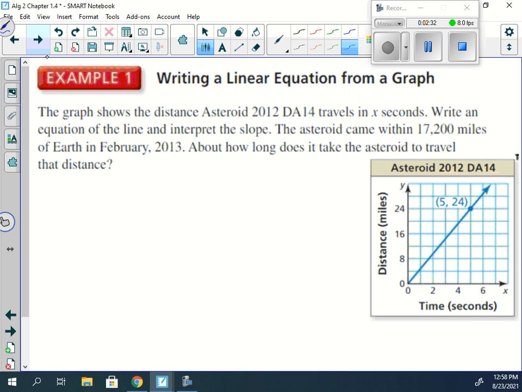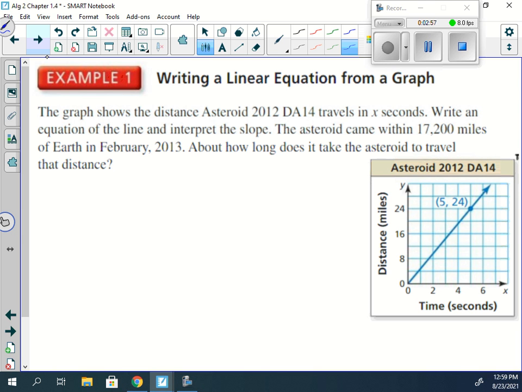Let's look at our first example: finding the equation of a line. The graph shows the distance asteroid 2012 DA14 travels in x seconds. Write an equation of a line and interpret the slope. The asteroid came within 17,200 miles of Earth in February 2013. About how long does it take the asteroid to travel that distance?